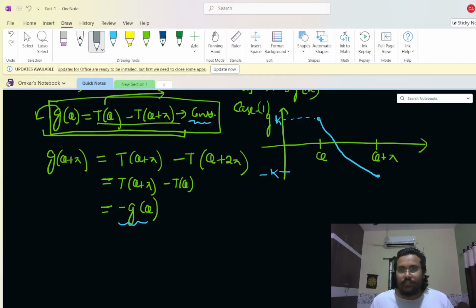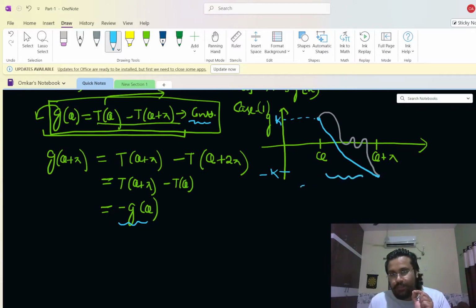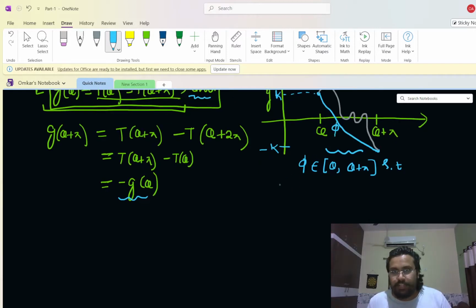So for example, it could be something like starting like this and eventually reaching here. It cannot go back. This is actually wrong, functionally speaking. It cannot go back. So it's something like this, eventually reaching this. It can be like this also. But in any case, we are sure that there exists one such point, one such phi between theta and theta plus pi, such that at that phi, g of phi was 0.